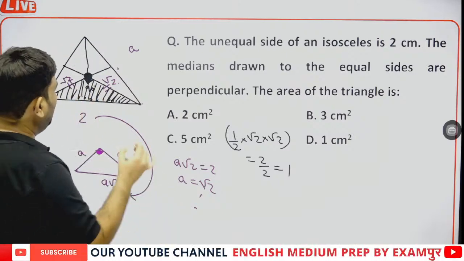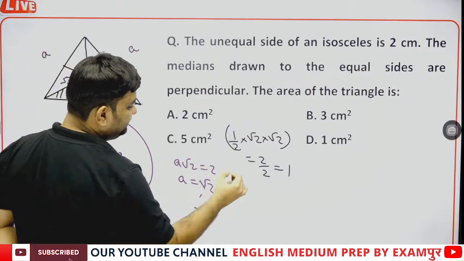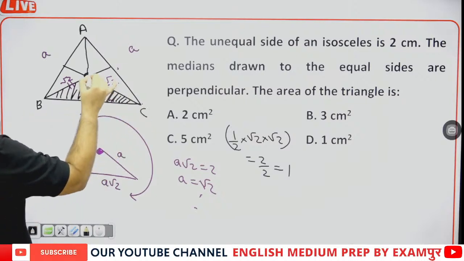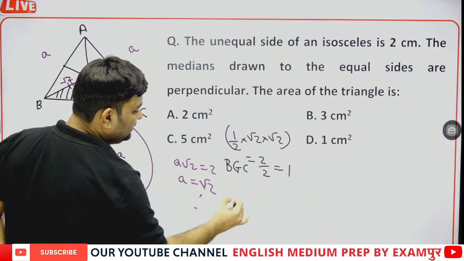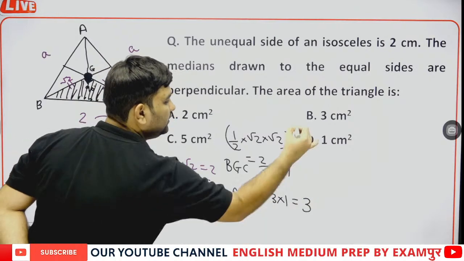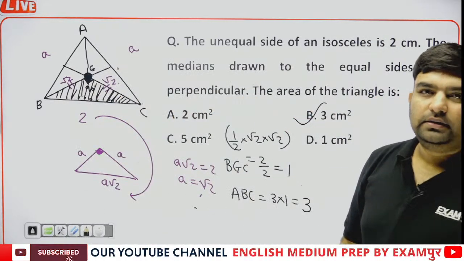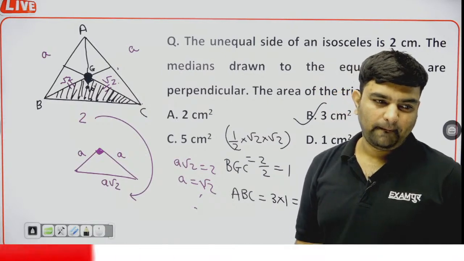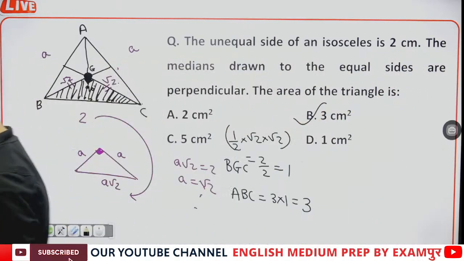So if the area of one part is 1, like the area of BGC is 1, then the area of triangle ABC is 3 times 1, that is 3. It's a 10 pointer, bacha. Is it clear to you all?